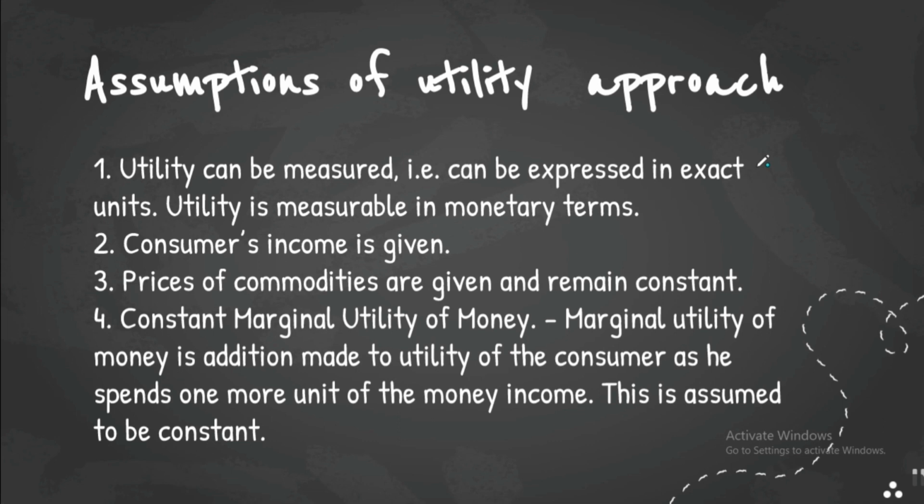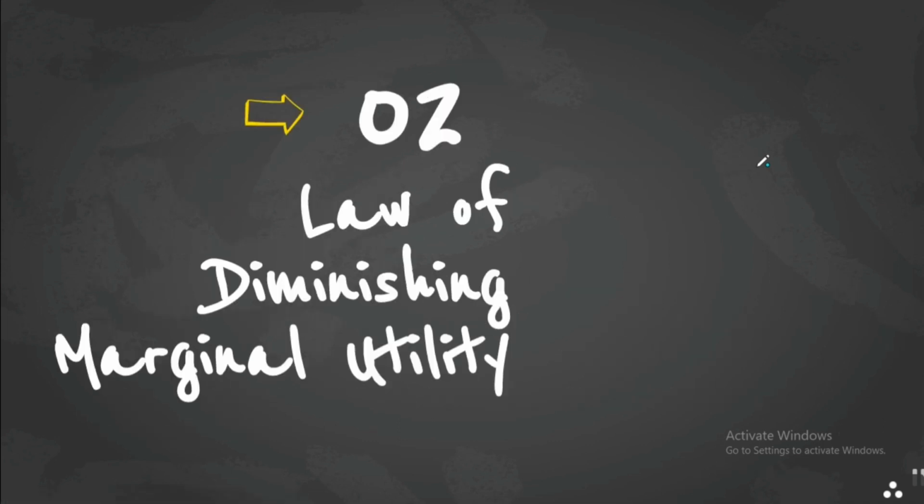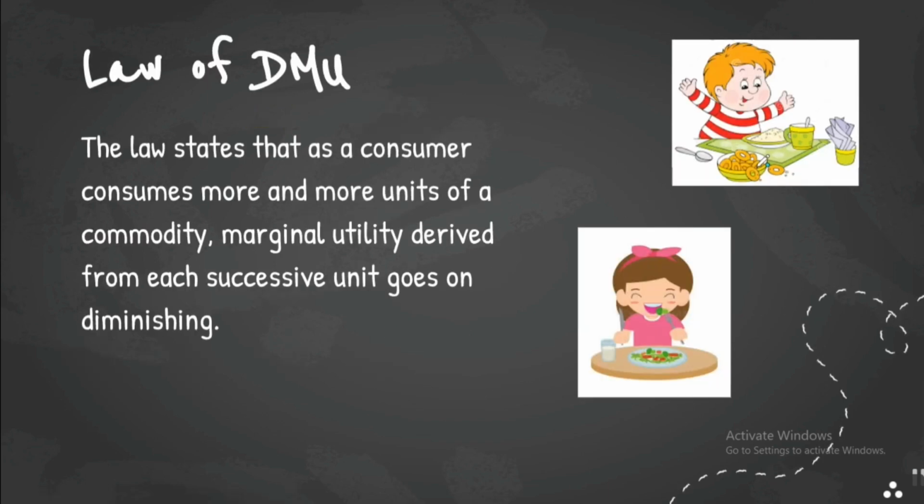Then, now we are going to see the law of diminishing marginal utility. What this law basically states is that if I'm giving you chocolates one by one, what happens according to this law is the marginal utility you derive from the extra unit of the chocolate I'm giving you.